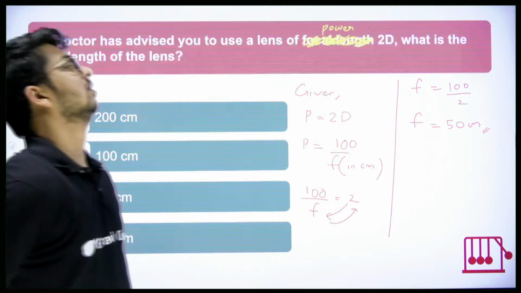Now we know that for different lenses, like concave and convex, the focal length can be positive or negative. Does that mean that power also can be positive and negative? What do you think?